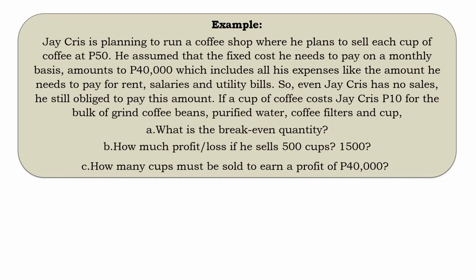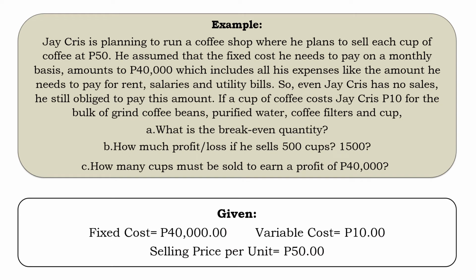Now let us identify the given. So here are the given. The fixed cost is 40,000 pesos. Our variable cost per unit is 10 pesos. And the selling price per unit is 50 pesos.